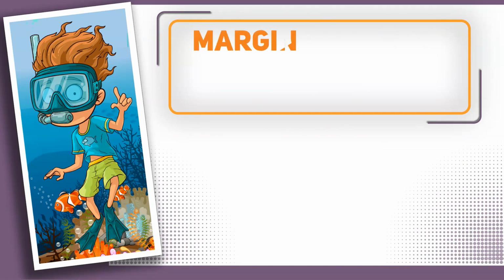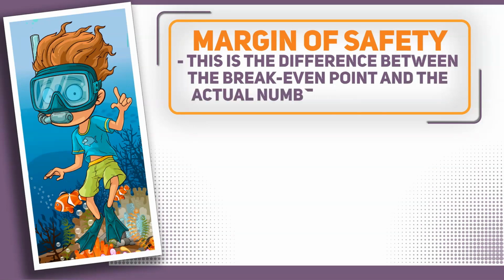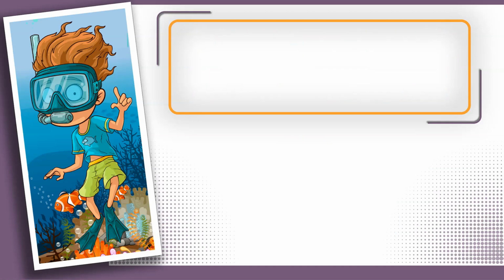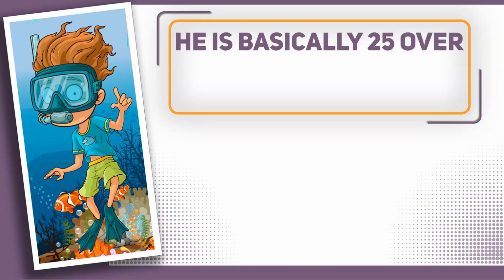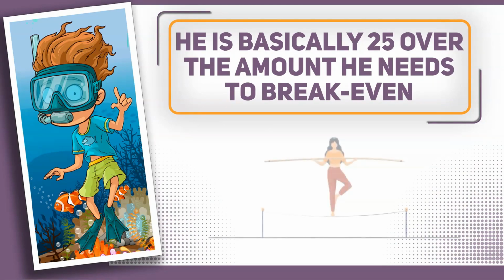And you will also need to know the margin of safety. It sounds complicated, but this is just the difference between the break-even point and the actual number of units sold. So, if Josh's break-even point is 100 units, meaning 100 diving trips must be sold for him to break even, but he's actually sold 125 diving trips, then his margin of safety is 25 units. He is basically 25 units over the amount that he actually needs to break even.